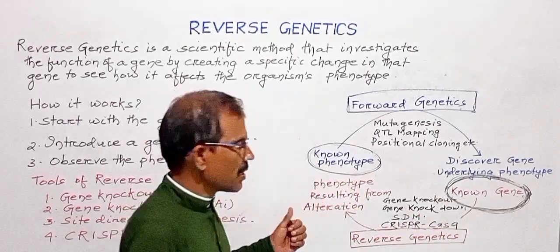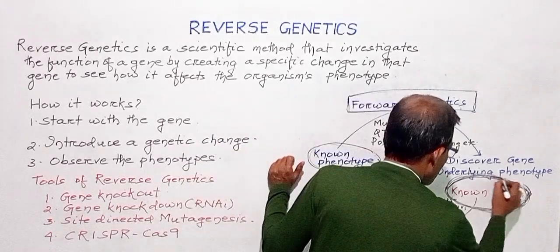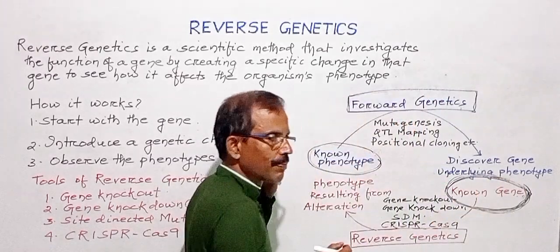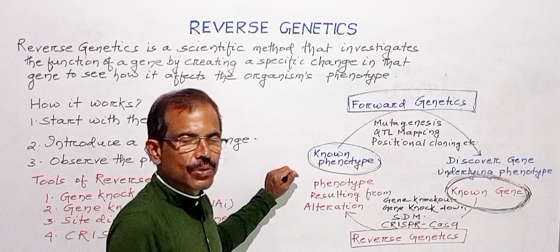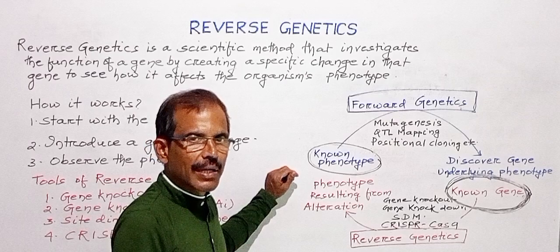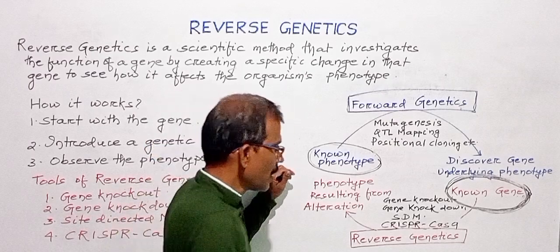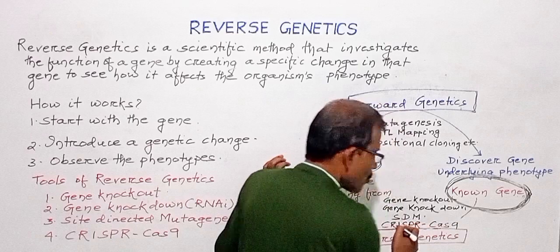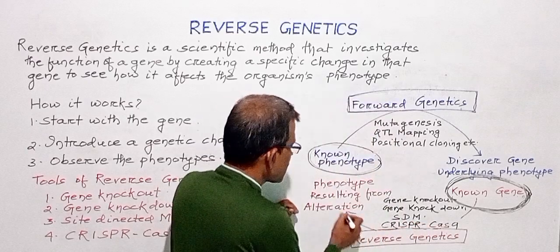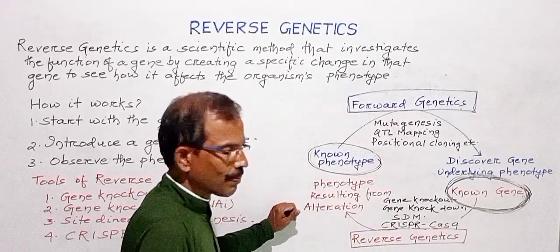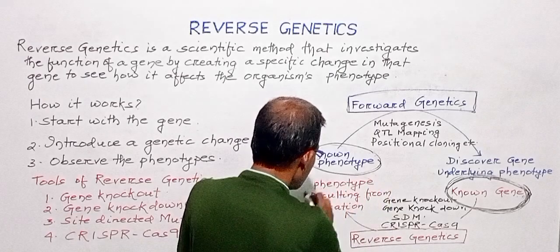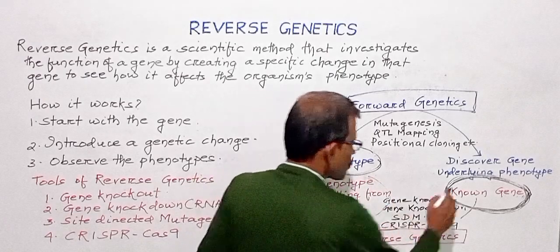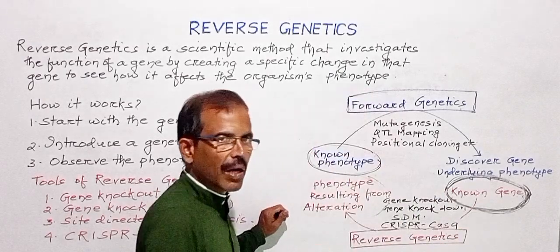In reverse genetics, a gene of known sequence is the starting point. In this approach, researchers first identify the gene of interest, then modify its sequence, and after that, they study the phenotypic change. By analyzing this phenotypic change, the function of the gene can be determined.